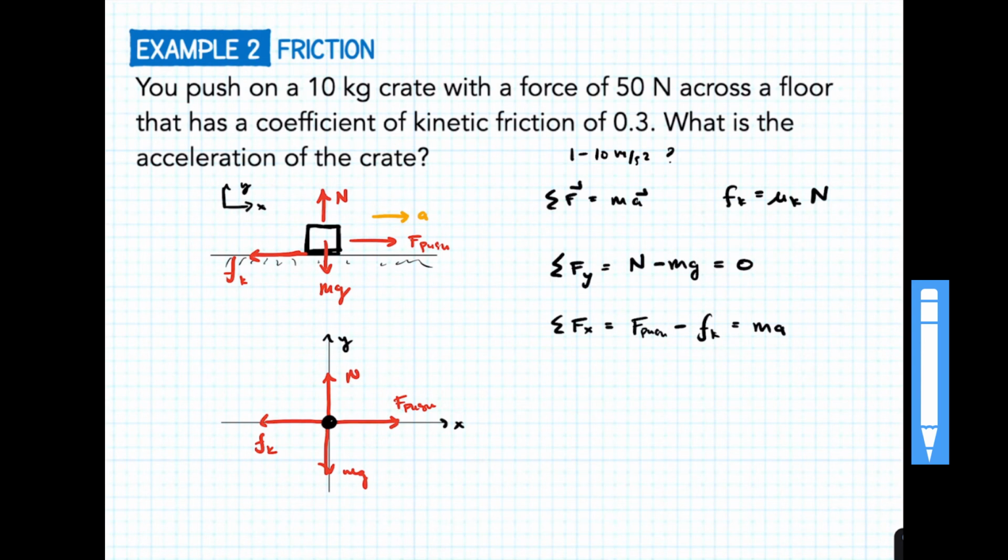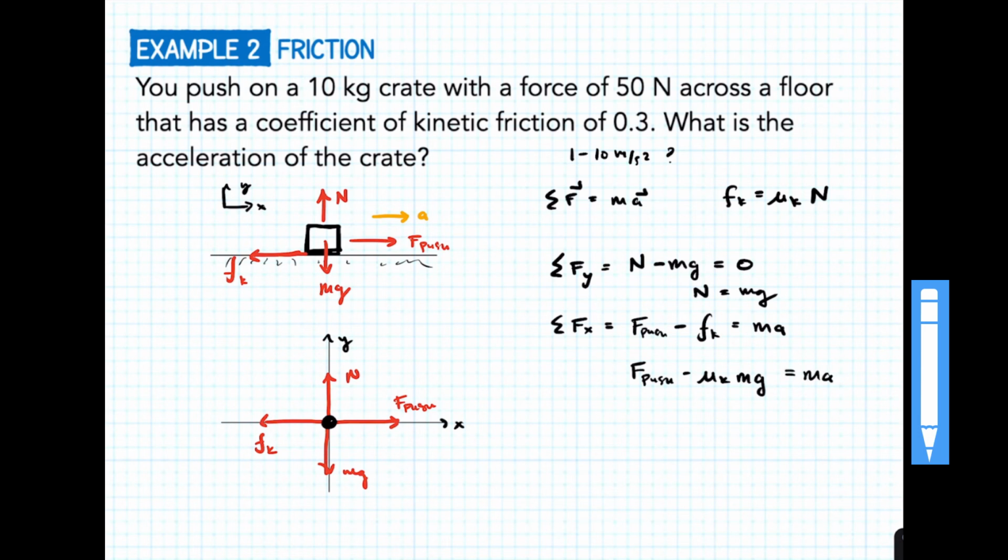If we want to sort that out, that means we can rewrite this. So we can say, all right, we know N, normal force, is equal to mg in this case. Okay? So we write this as F push minus mu k, that's the coefficient of kinetic friction, times N, but we know N in this case is mg. So we've rewritten friction in terms of normal force and the coefficient of friction times ma.